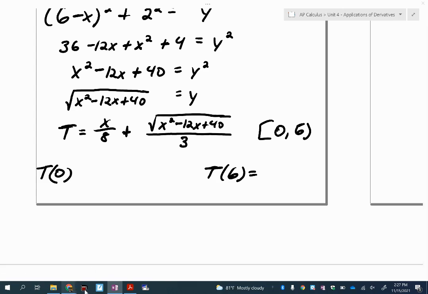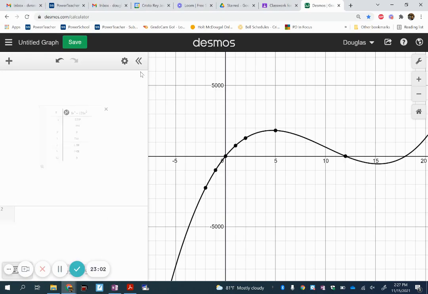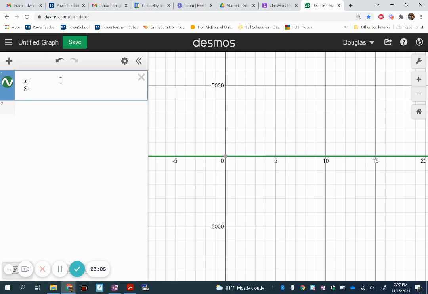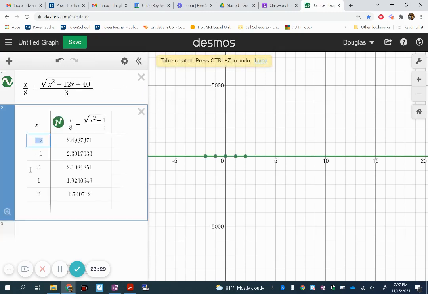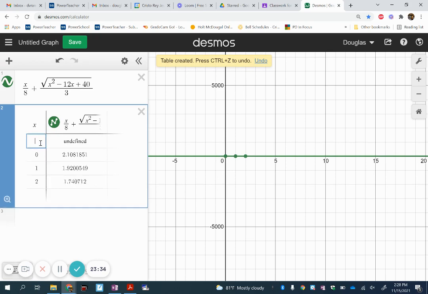So we have t equals, and I'm going to just type in after the equal sign, x over 8, and then plus another fraction, the square root of x squared minus 12x, I think it's minus 40, let me confirm, I think it might be plus 40, all over 3. I'm going to make a table, and I want to figure out what happens when my x is 0 and when my x is 6.